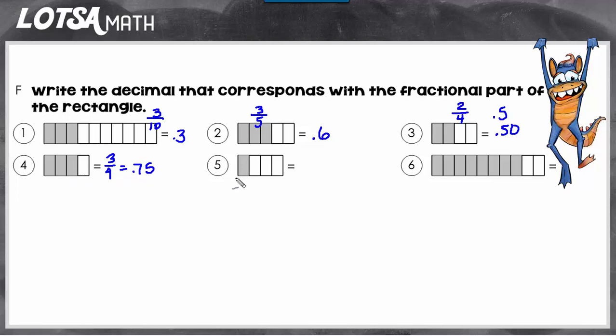Let's try this one. This is 1/4, so it would be 25 hundredths. Let's look at the last one. First, let's count the pieces. 1, 2, 3, 4, 5, 6, 7, 8, 9, 10. And 8 of the 10 are shaded. So for number 6, 8/10.